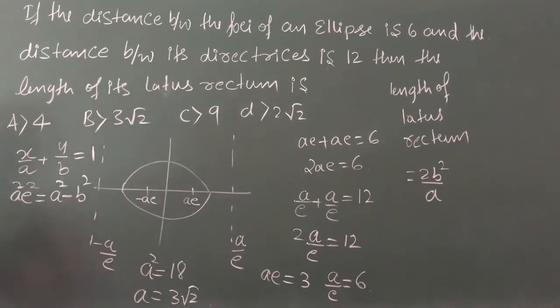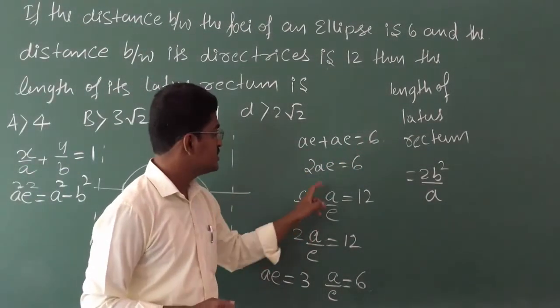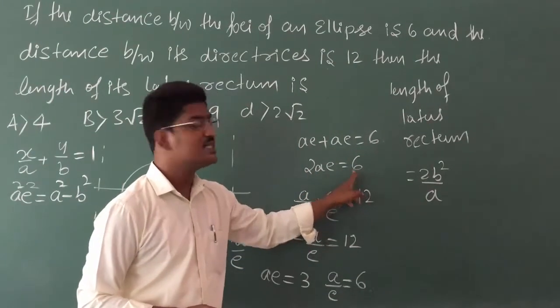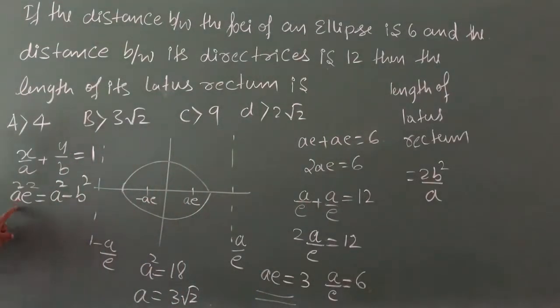See here, 2 times AE equal to 6, so AE is equal to 3. See here, A square E square is nothing but AE whole square. So AE whole square is 3 square, that is 9, equal to A square. A value is 3 root 2, square of this is 18, minus B square. So B square will be equal to 9. If I simplify this, B will be equal to plus or minus 3. So I will take 3.